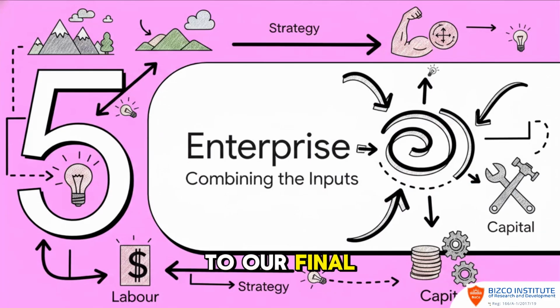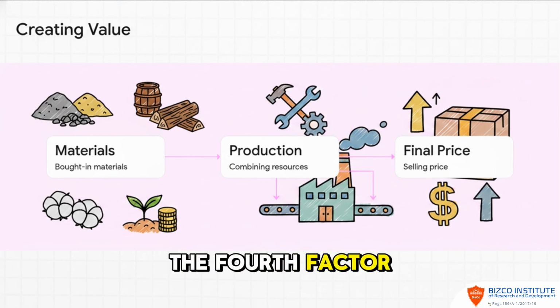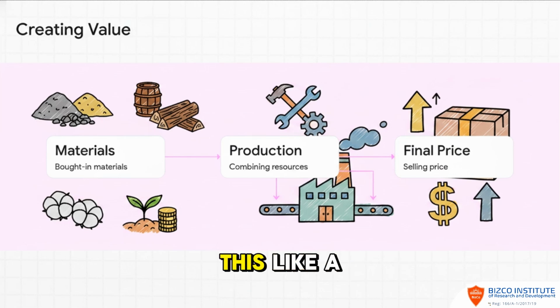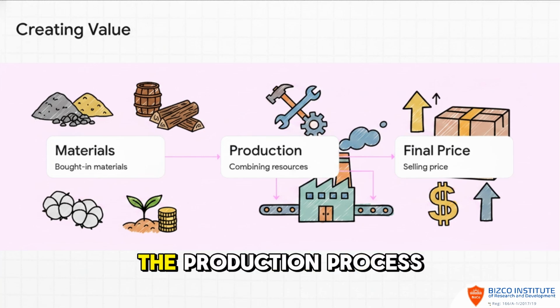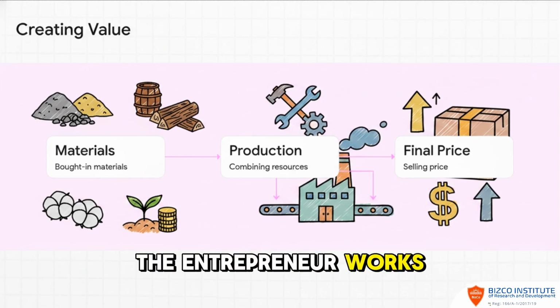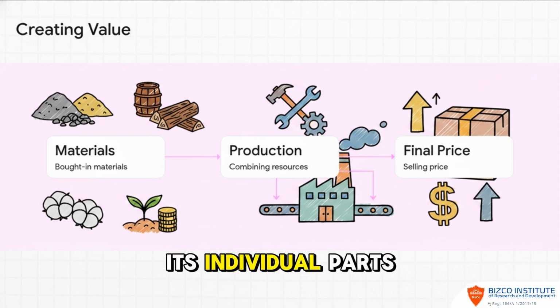Which brings us to our final piece of the puzzle, Section 5, Enterprise and Adding Value, Combining the Inputs. None of the inputs we just talked about do anything on their own. They need a catalyst, and that is the fourth factor, enterprise. You can kind of think of this like a recipe happening in 3 distinct steps. Step 1, you gather your raw bought-in materials. Step 2, you run them through the production process. This is where the entrepreneur works their magic, actively combining the land, the labor, and the capital. And finally, step 3, you output a finished product with a final selling price that is worth far, far more than the sum of its individual parts.